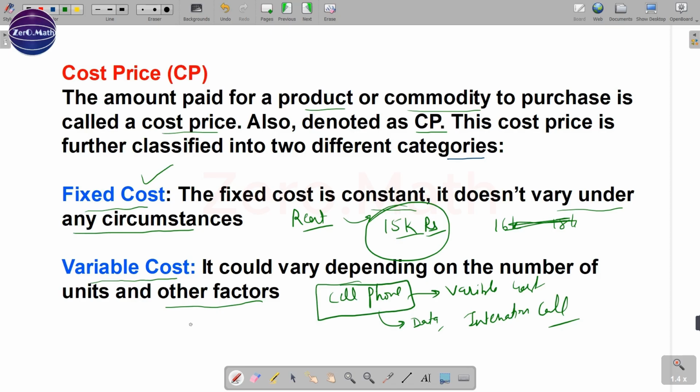All right, I hope you now understand fixed costs and variable costs: what costs remain fixed and what costs can vary, depending on any factor. Alright, now let's move on to the next topic.